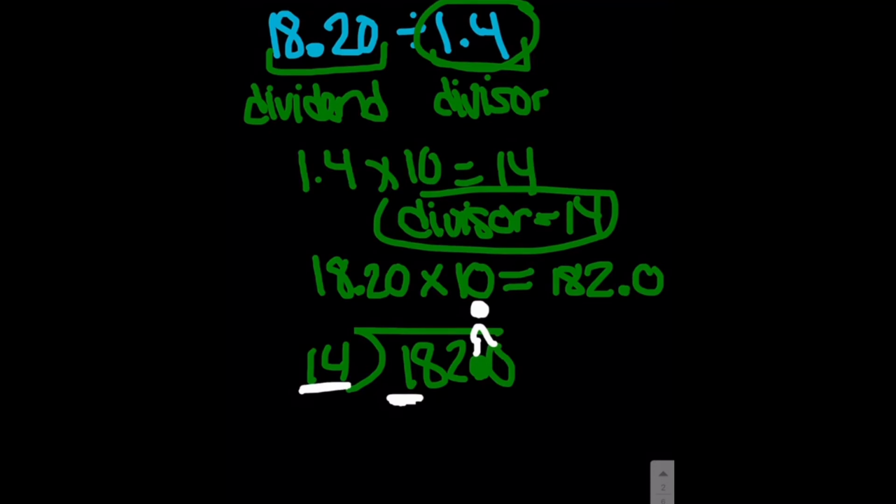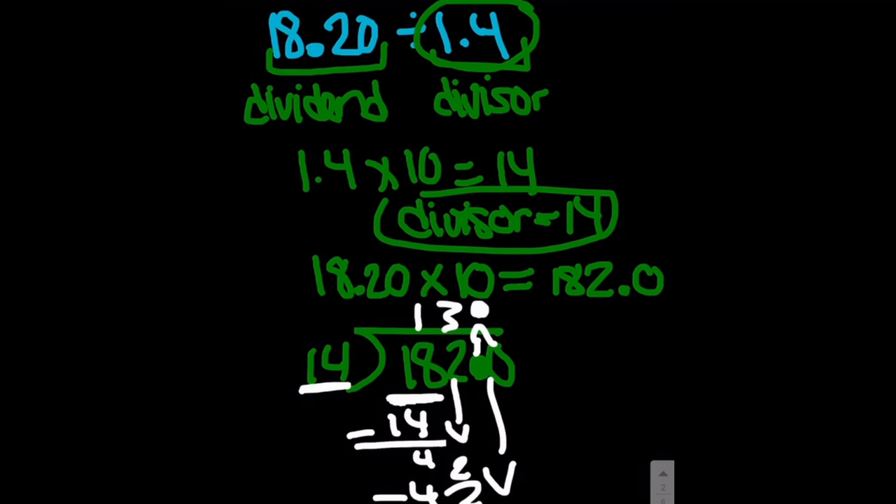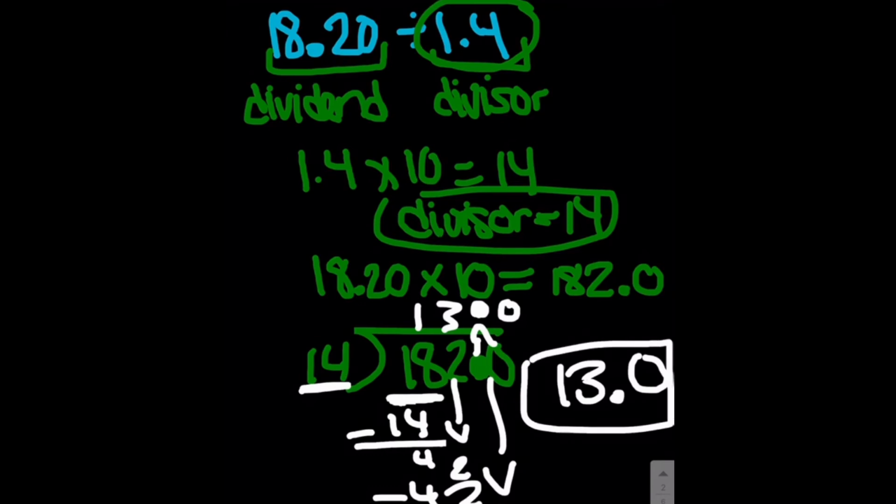14 can't go into 1. No, but it can go into 18 one time. Minus 14, that would be 4. Bring down that 2. I think we're going to run out of space, but that's all right. We'll bring that 0 in. I'm running out of room, but it really wouldn't change your answer. So it's 13.0. That's really your answer.